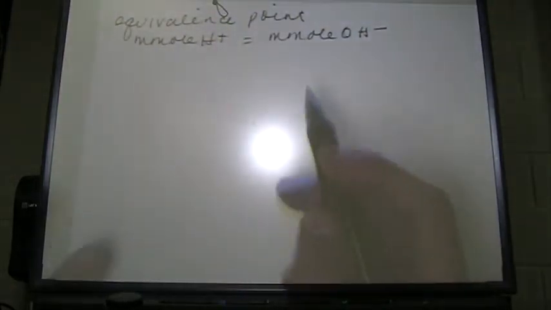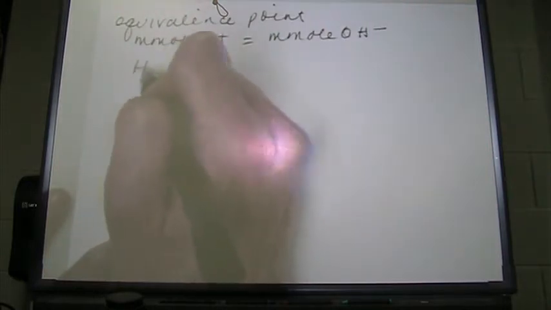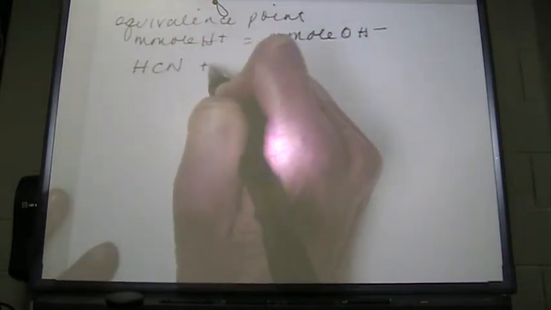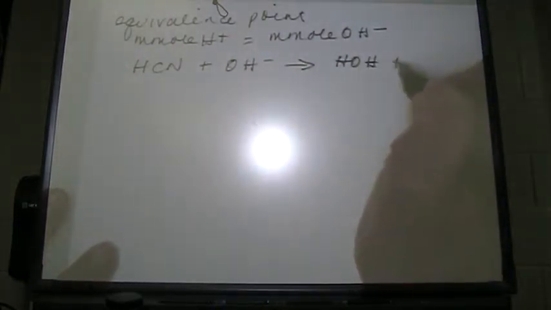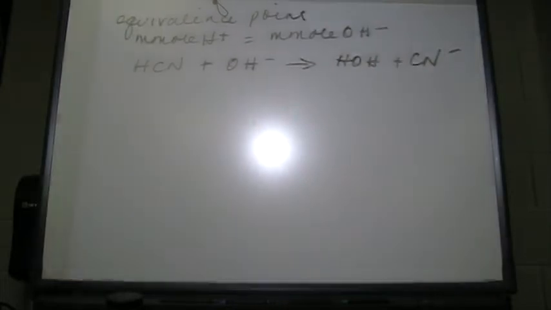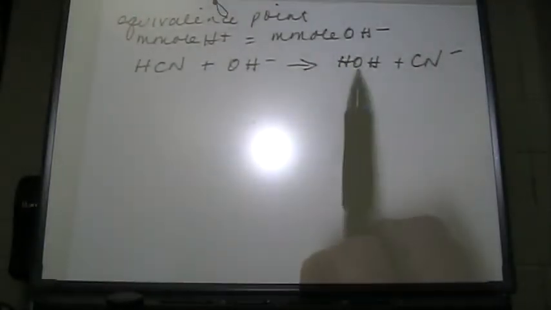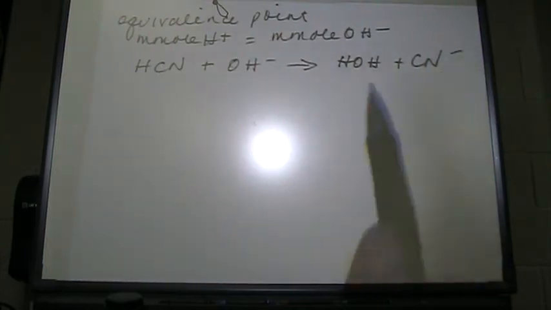Let's start like we're at the beginning. So we have the neutralization step. We have the weak acid plus a strong base makes water and the anion.